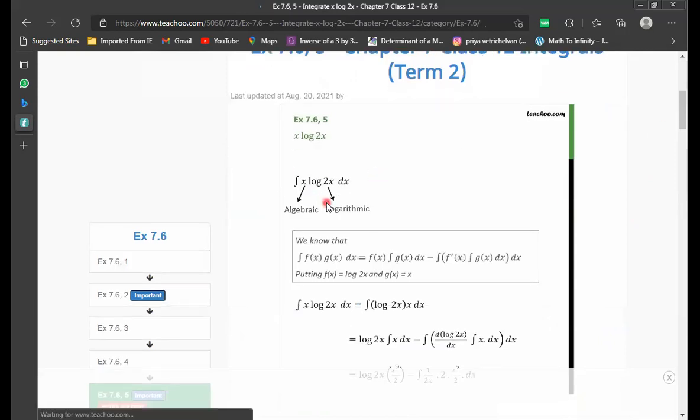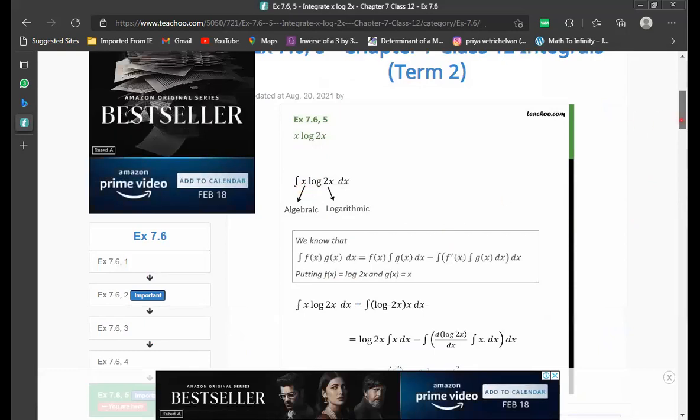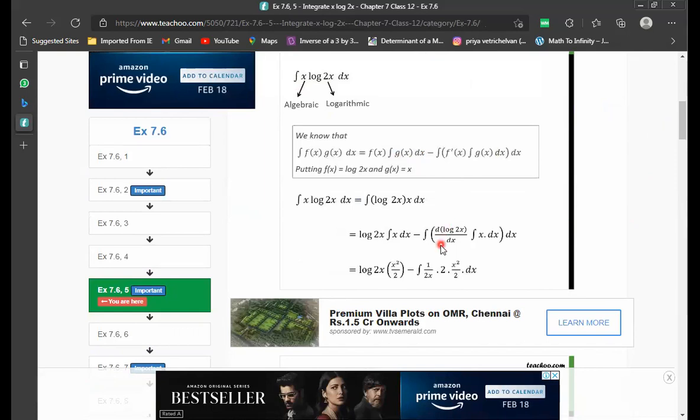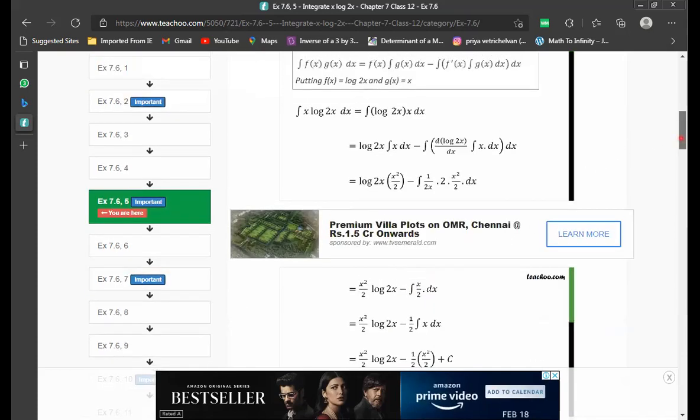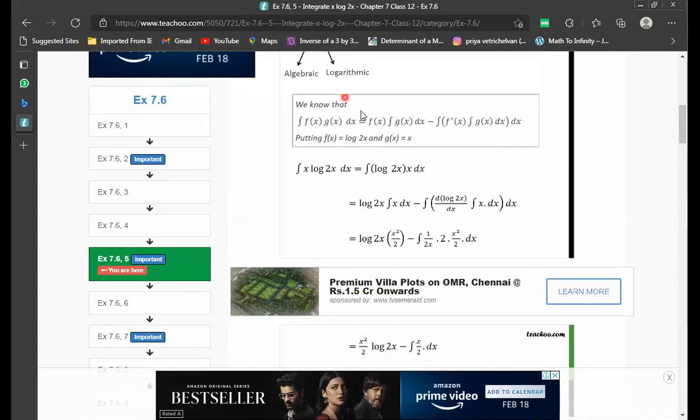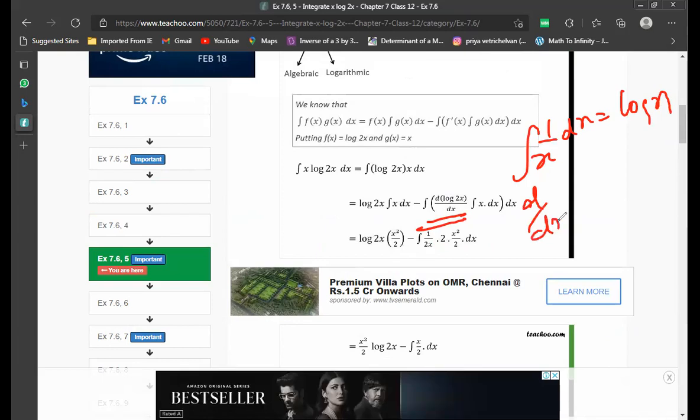This question also, again, log of 2x is going to be your f of x and g of x is going to be x. Integral x is x square by 2. That is also pretty easy. Sorry, we are not integrating log 2x, we are differentiating. Differentiation of log x is 1 by x, and integral 1 by x is log x, vice versa. Clear? Yes, ma'am. Very clear.